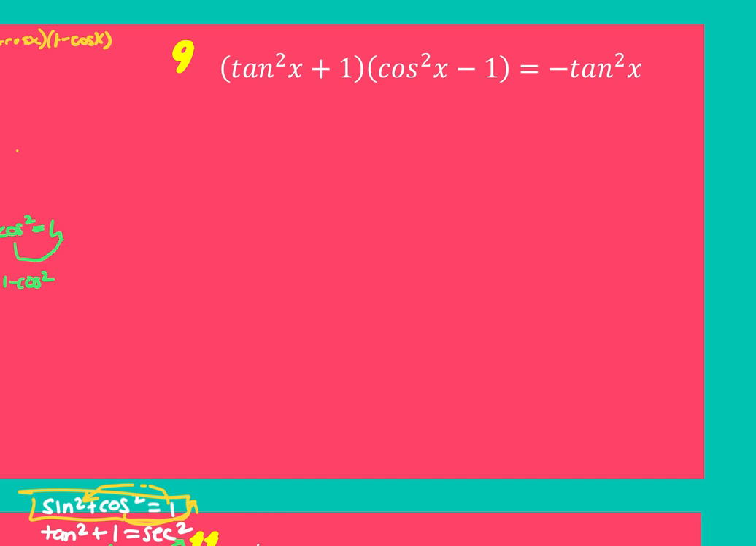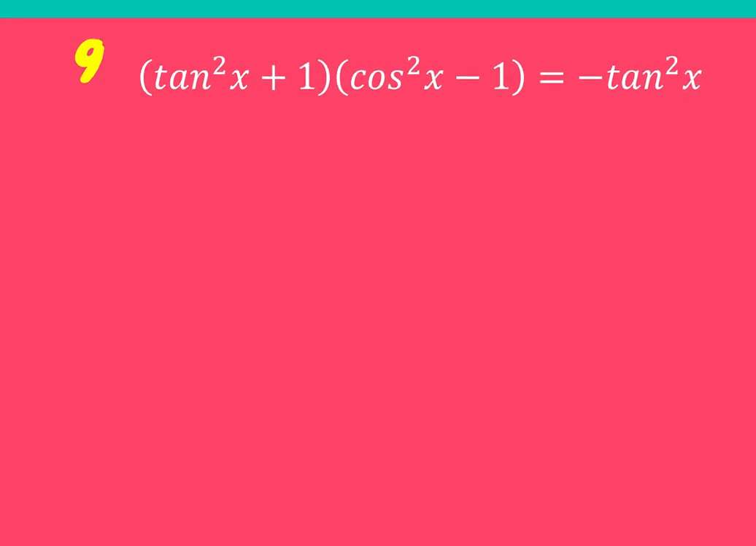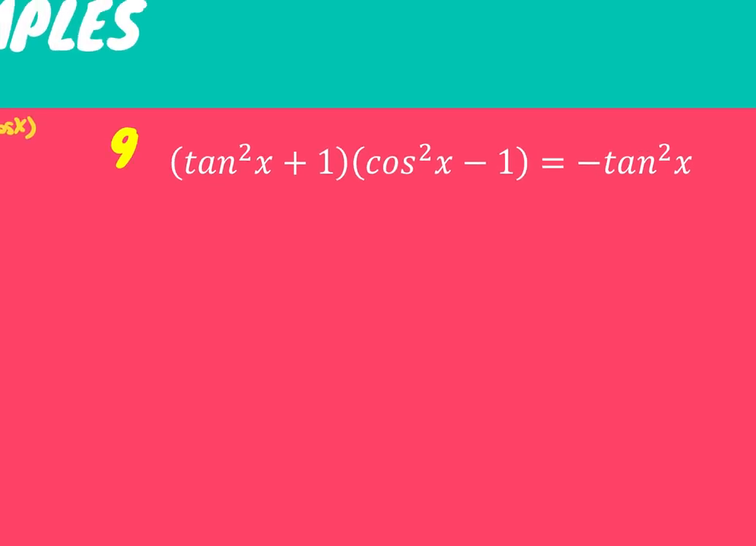All right, going out of order here because we're going back to 9. In 9, on the left side, which is definitely more complicated, you've got two expressions that have squares with 1. So if you go back to your Pythagorean identities, tan squared plus 1 is secant squared. Cosine squared minus 1 is sine squared. Actually, it's negative sine squared.